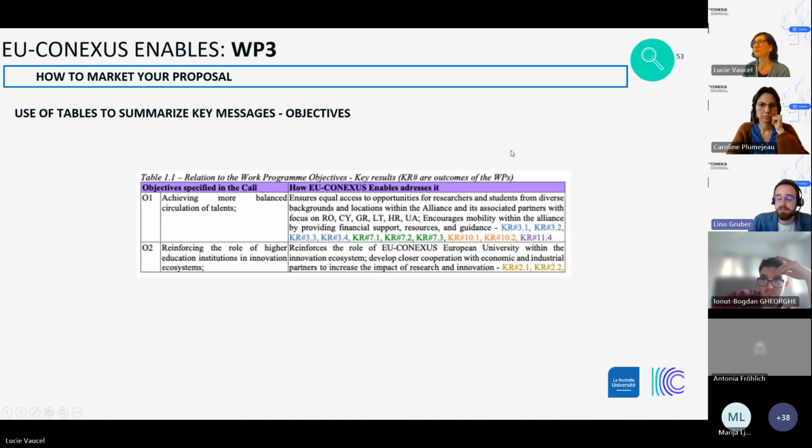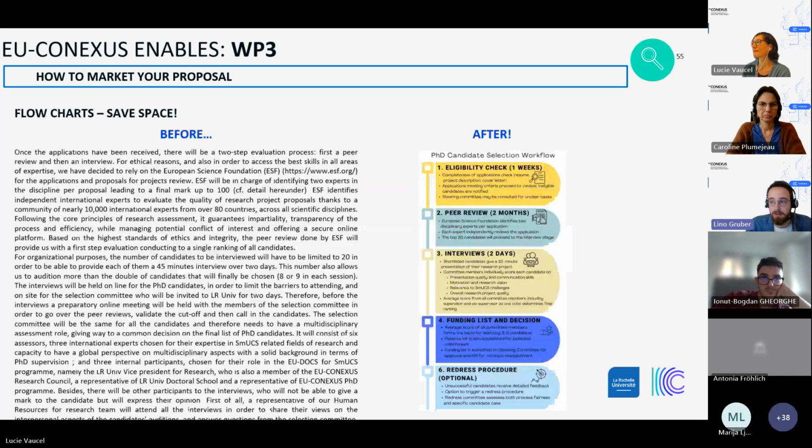Then what you can also do is use tables to do basically the job of the evaluator, which, believe me, they will greatly appreciate. For instance, if you've got objectives that are specifically described in the call for proposals, you could take those objectives, put them in a table, and illustrate how your proposal addresses every single objective, which is the example on the screen. And you can do the very same thing on the next slide with expected outcomes.